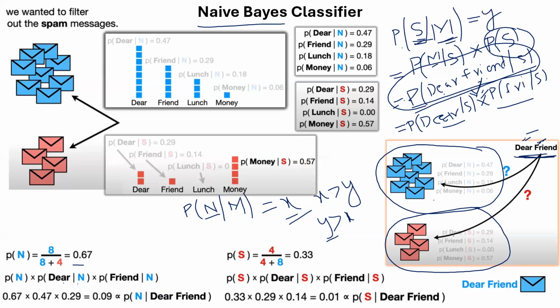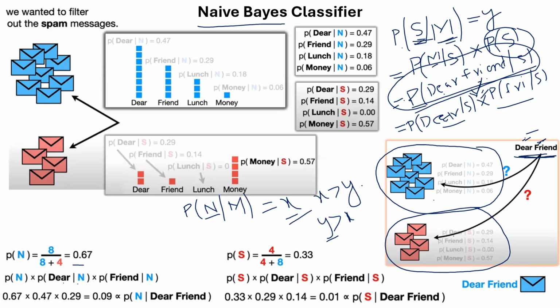Similarly, you are calculating the probability of spam given the message "dear friend". That is nothing but the probability of spam times the probability of dear given spam and the probability of friend given spam. Okay. And now if you calculate all these probabilities and the multiplication, you get 0.01. So now what is happening? The probability of a normal message given this particular message is 0.09, which is greater than 0.01. So we classify this message as a normal message, not a spam message, because the spam probability is less.